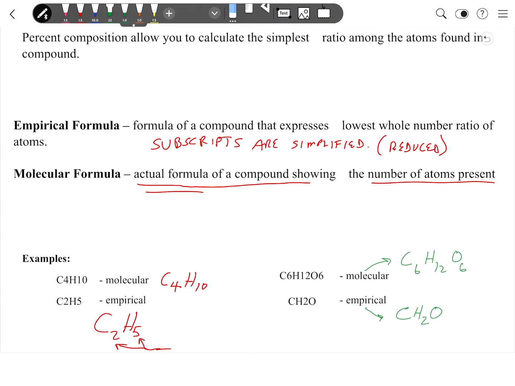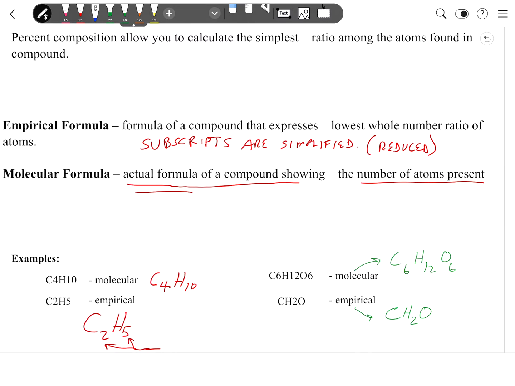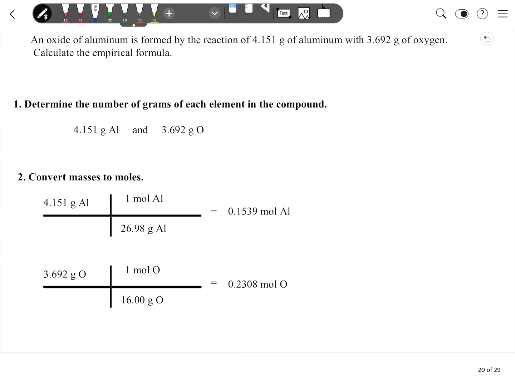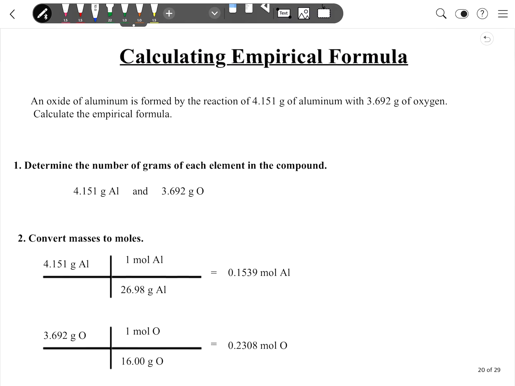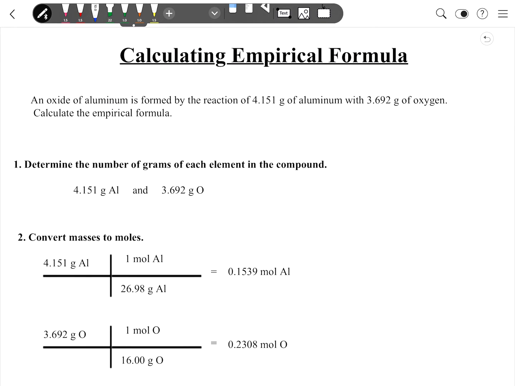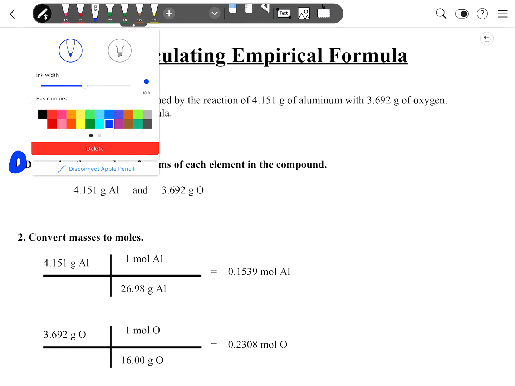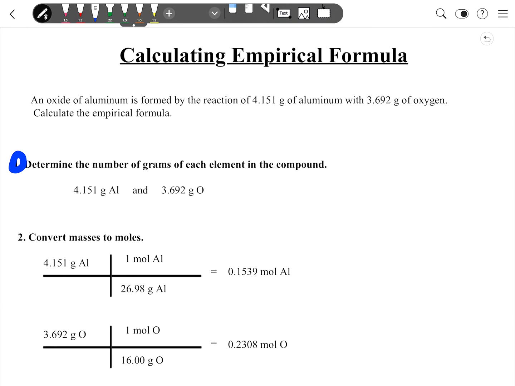Okay, so now we want to be able to calculate an empirical formula based on the masses of the elements in the compound. There are 4 steps that you're going to have to follow. Well, 3 steps, 4 steps if a certain situation arises. The first thing you have to do is to determine the mass in grams of each element in the compound.